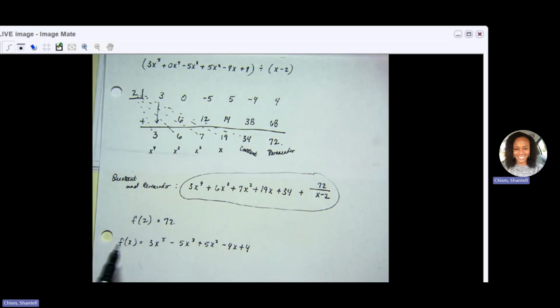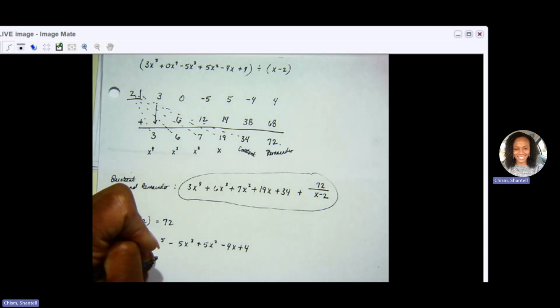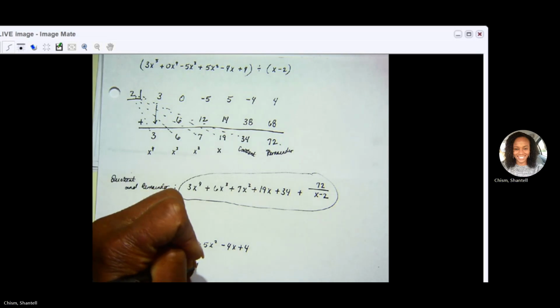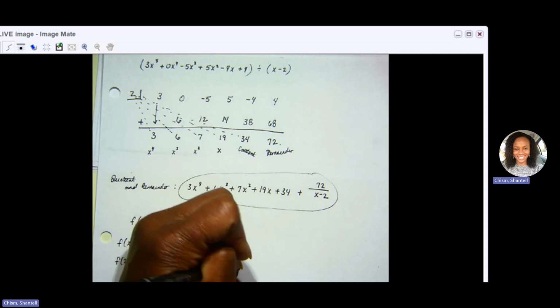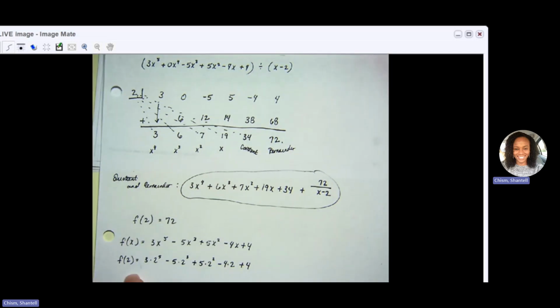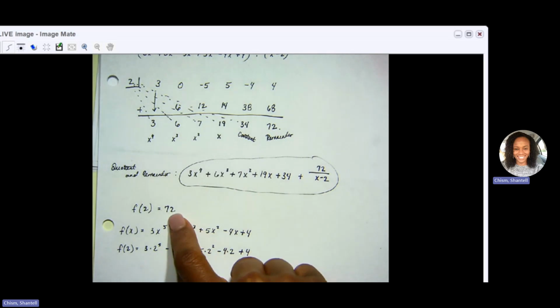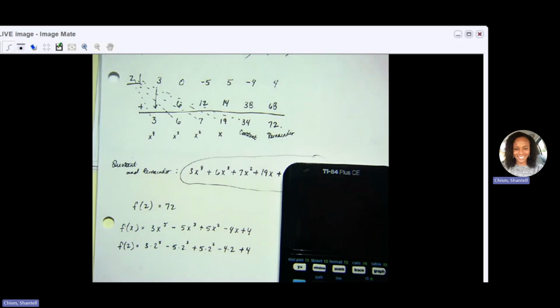And so I'm just going to verify that when I evaluate this function at 2, that I get that remainder value. So I'm going to say f at 2. So 3 times 2 to the fifth minus 5 times 2 cubed plus 5 times 2 squared minus 4 times 2 plus 4. So I'm plugging in 2 wherever I saw an x. And I'm going to evaluate it and see if I get that remainder. And I should. That is what the remainder theorem says.